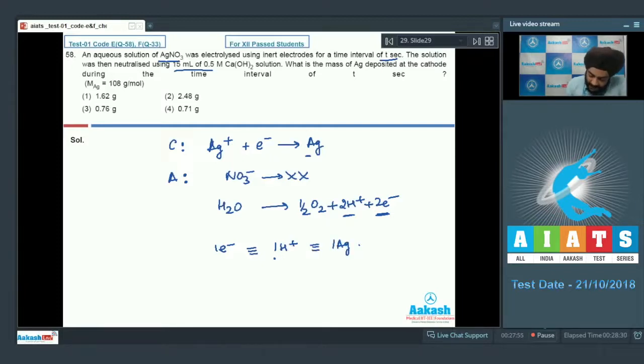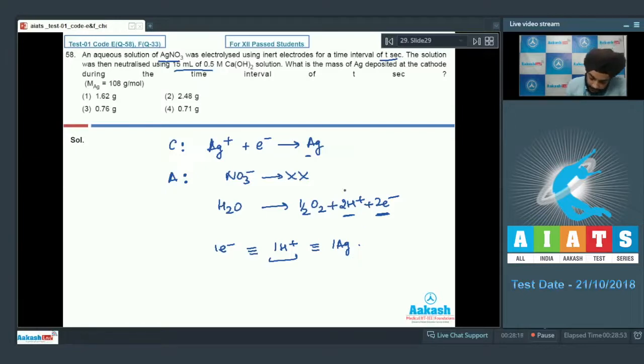So the information about H+ is given to us in the question in the form of calcium hydroxide, that the solution required this much amount of calcium hydroxide for complete neutralization. So from this information, we can figure out the moles of H+, and from that we can directly find out the moles and by extension the mass of the solid which gets deposited.